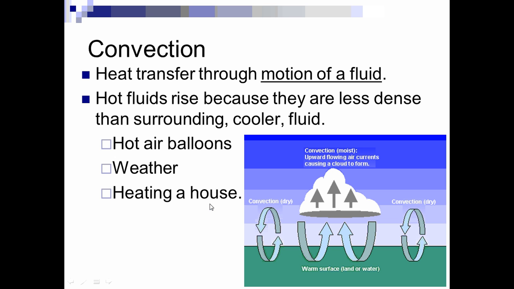Heating a house. If you have a two-story house, you've probably noticed that your upper floor is usually warmer than your lower floor, and that's because, again, warm air rises. So most of your heating will go up, and so the upper floor will be hotter than the lower floor.